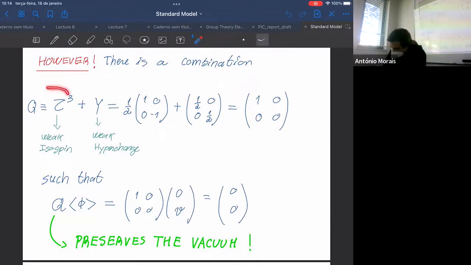And this is this generator, which is tau 3 plus y. I said that there are some authors who write Q as T3 plus y over 2. You will see this often as well.